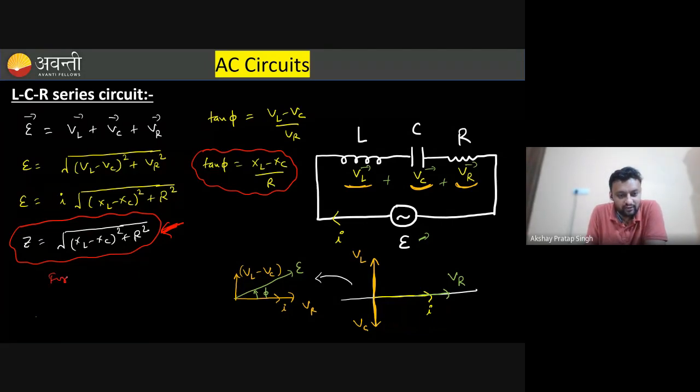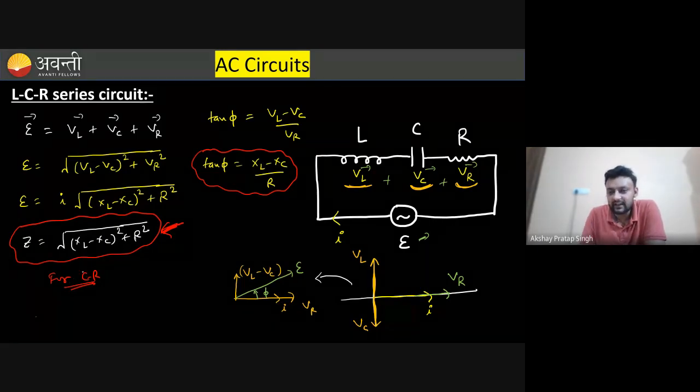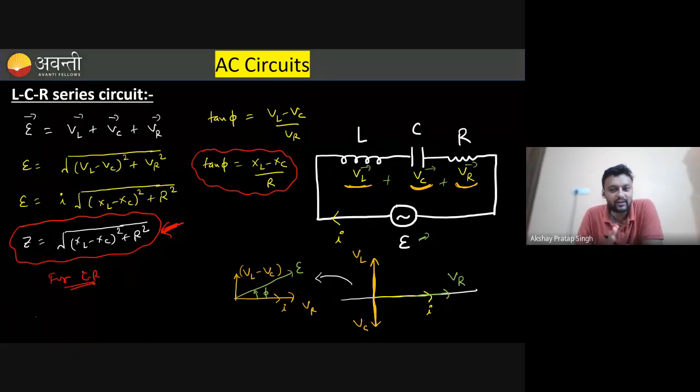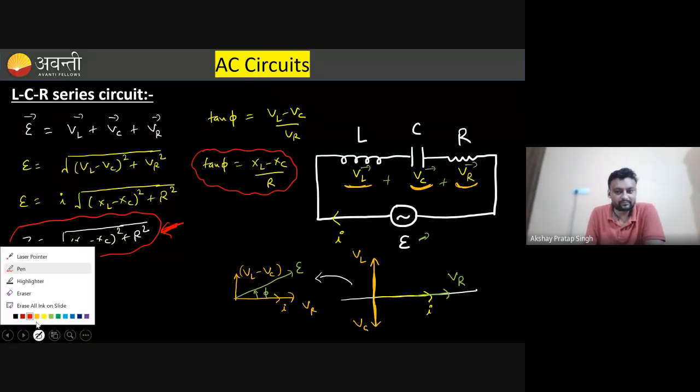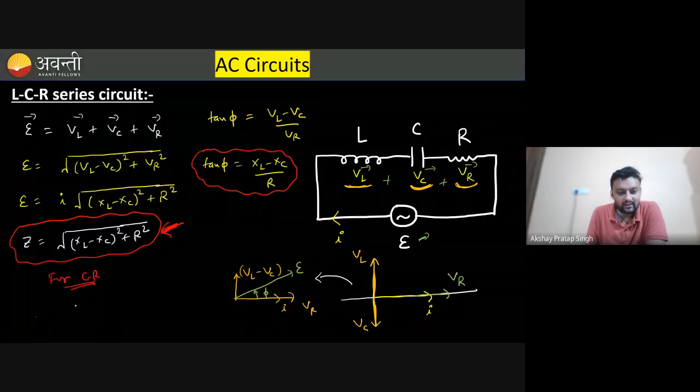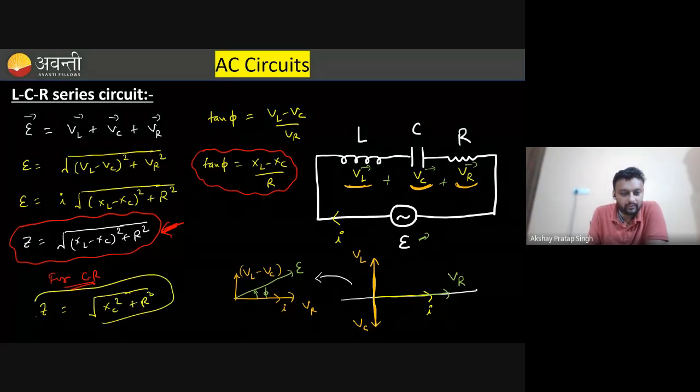For the CR circuit, can you write the impedance? For the CR circuit, the inductor is not there. Root of XC square plus R square. Very good. JNV PTA is saying, root of XC square plus R square. Very good. Clear. Z is equal to root of XC square plus R square. Very good.